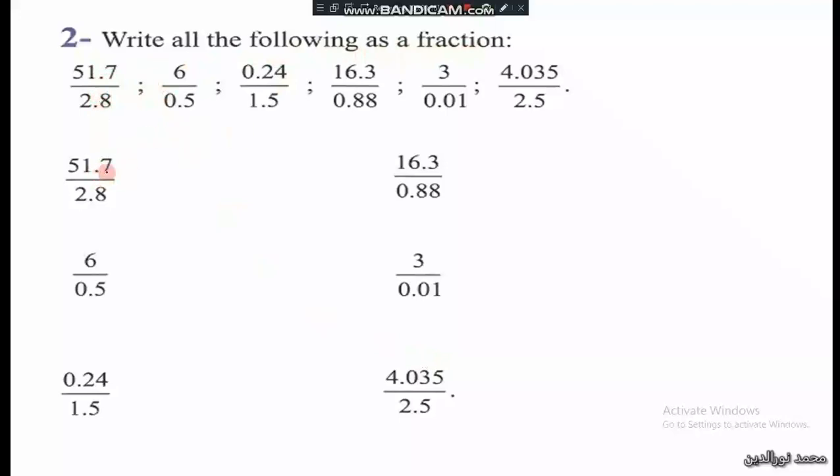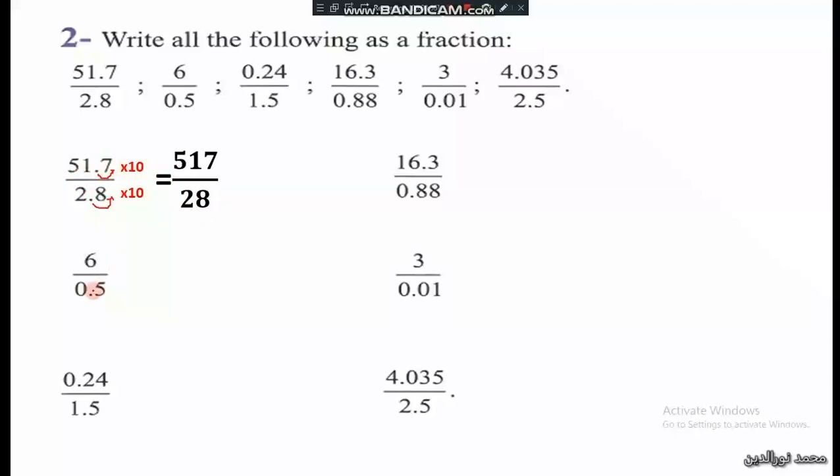Here, to get rid of the decimal point, we have to multiply by 10 to move it just one step to the right. So we have to multiply by 10. At the bottom also we have to multiply by 10. So we could multiply both terms of this fraction, the numerator and the denominator, by 10, and we move the decimal point one step to the right, and it becomes 517 over 28.